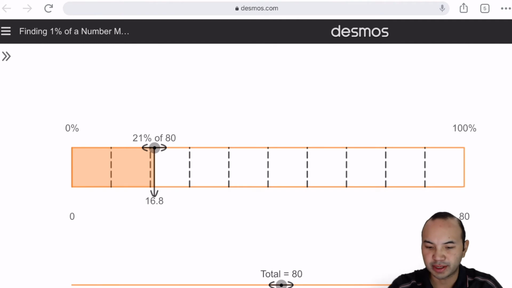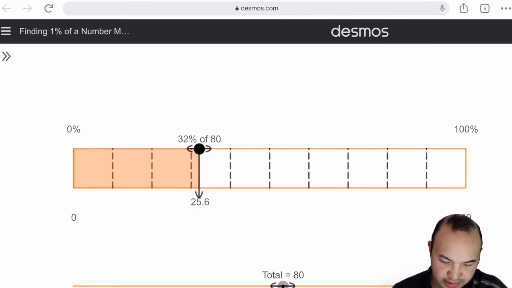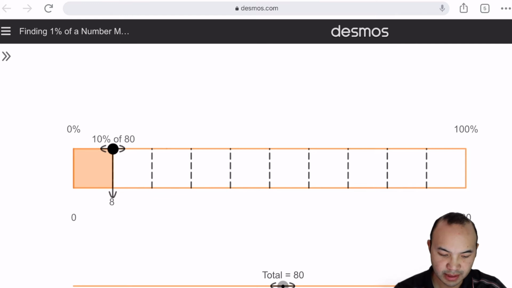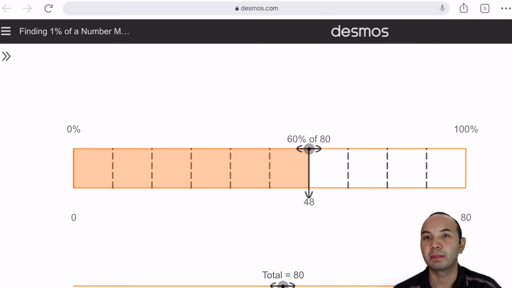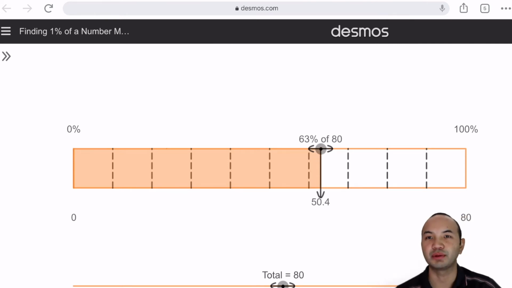So if I wanted to find 62%, I would find 60%, that's 48, because I did 8, then another 8, another 8, another 8, another 8, another 8. So I have 48. 6 times 8 is 48. And then 63%, I have 0.8 3 times. So 1, 2, 3. So it's going to be 50.4.